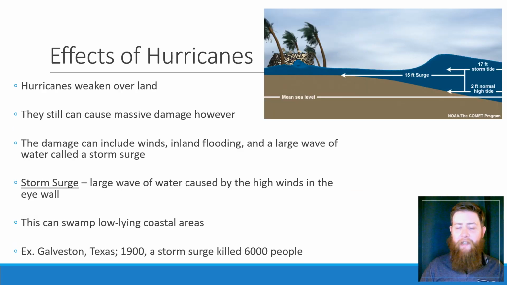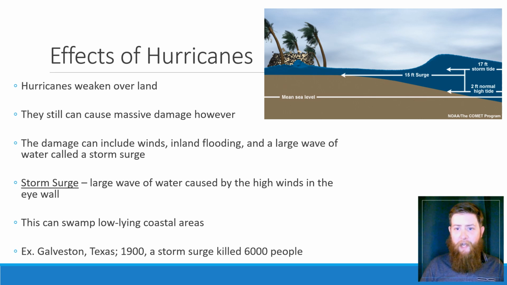The effects of hurricanes, as they come over land, they lose that ability to pull that hot water up. So they lose what's powering them. So they start to weaken when they go over land. But they can already have a lot of power and cause a lot of damage just from coming in off the ocean. So the damage can be from wind, it can be from inland flooding, or it can be from what's happening here, which is a storm surge, a very large wave of water.